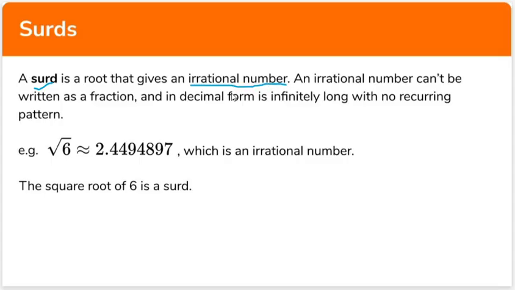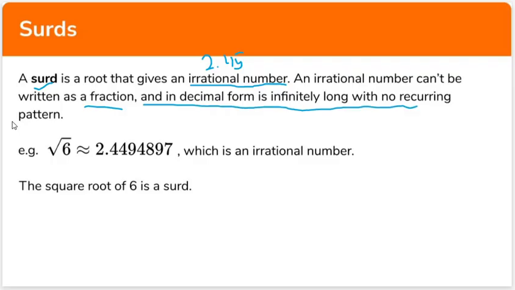Now remember in grade 8 and 9, when we did whole numbers, they told us irrational numbers are numbers with decimals. That's why we always leave our answer in surd form. An irrational number cannot be written as a fraction, and in decimal form it is indefinitely long with no recurring pattern.